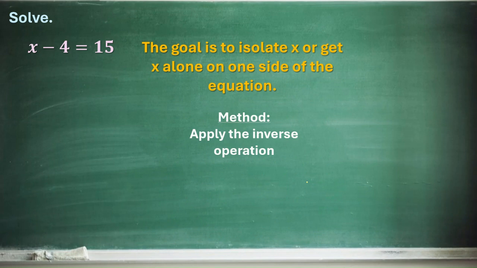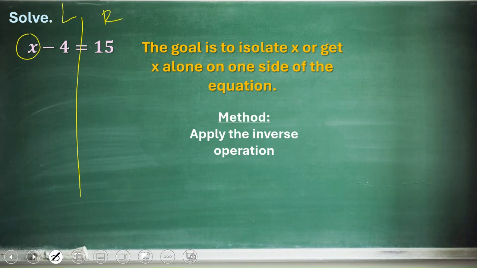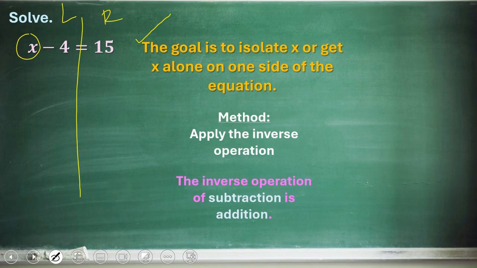I'm going to divide my equation into two sides by putting a line down through the equal sign. We've got the left side, and we've got the right side. All right, I'm noticing that x is positive, which means that if we can get that negative 4 to go away, we will successfully have completed this step of isolating x. So the inverse operation that we are going to use, because 4 is negative or is being subtracted, is addition.